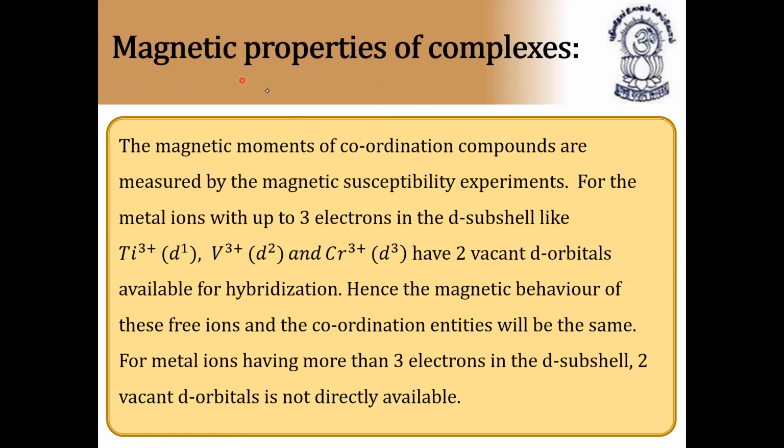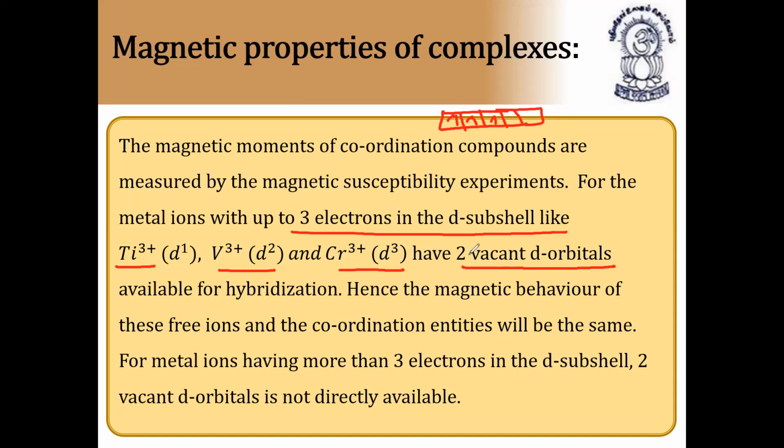Next, magnetic properties of complexes. The magnetic moments of coordination compounds are measured by magnetic susceptibility experiments for the metal ions with up to 3 electrons in the d subshell. This point is very, very important. Up to 3 electrons in the d subshell, like titanium plus 3, d1 configuration, vanadium plus 3, d2 configuration, chromium plus 3, d3 configuration. Since up to 3 electrons means they go in like this, 1, 2, and 3, the fourth and fifth are empty.